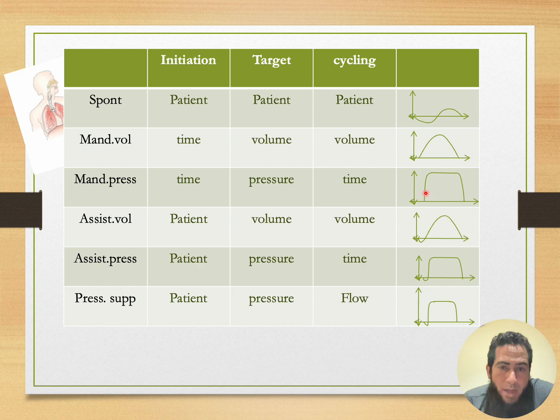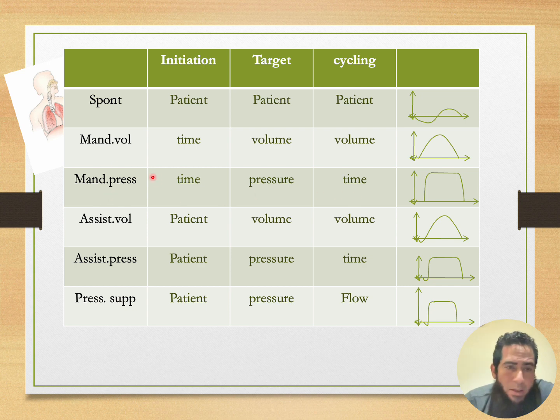So you need to raise the pressure inside the whole circuit to a certain value and maintain it for a certain time, which is the inspiratory time. We'll talk about the inspiratory time later in this lecture. Then once the inspiratory time is finished, the patient will stop inspiration and start expiration. So this is the cycling mechanism. The cycling mechanism in mandatory pressure is time.